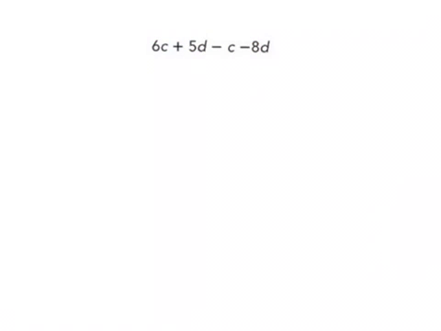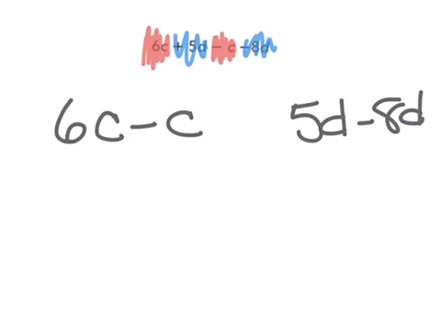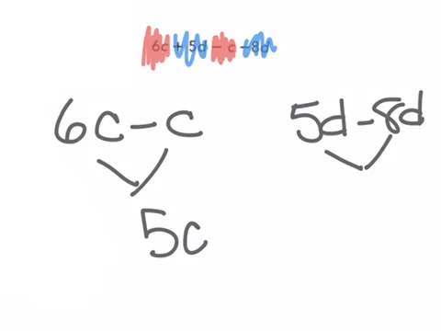Two more to go. Minus signs, be careful. 6c minus c. And then we have a 5d and a minus 8d. I'm going to rewrite these and group the like terms. 6c minus c, and then over here I have 5d minus 8d. 6c minus c is 5c. 5d minus 8d. These have different signs.